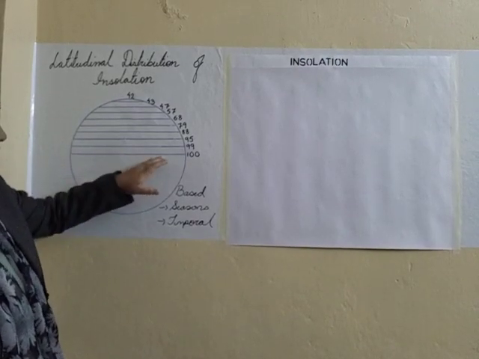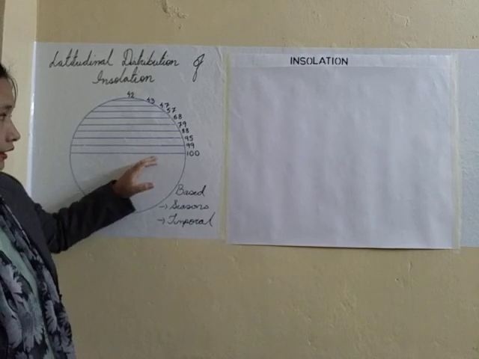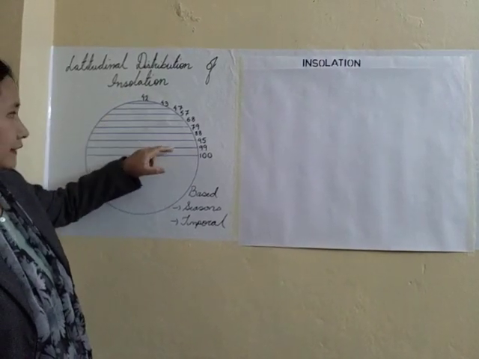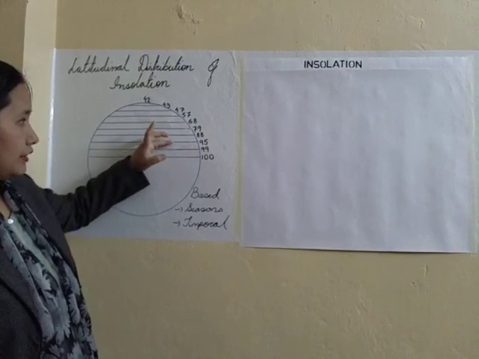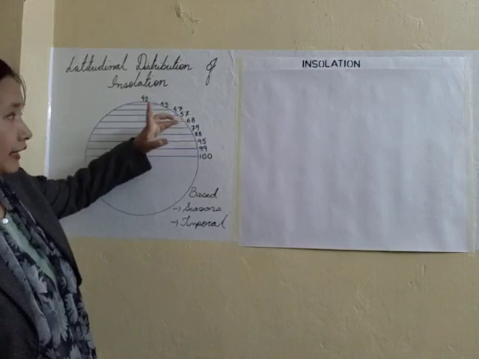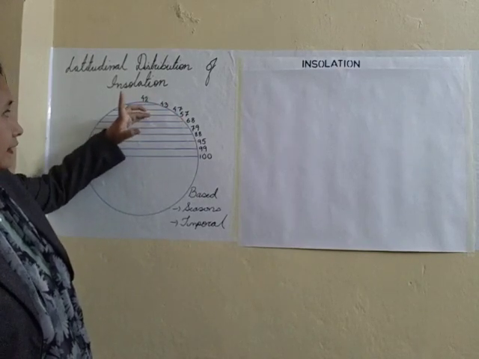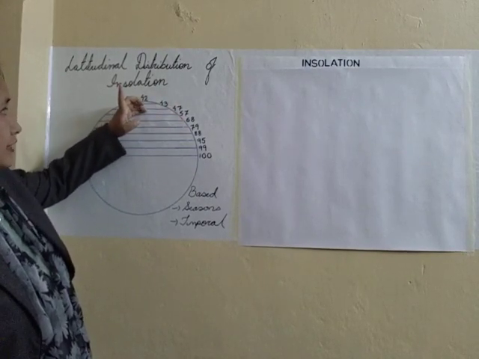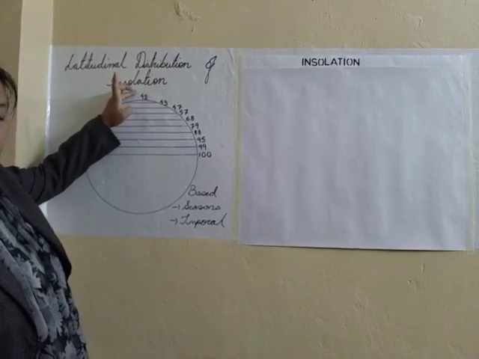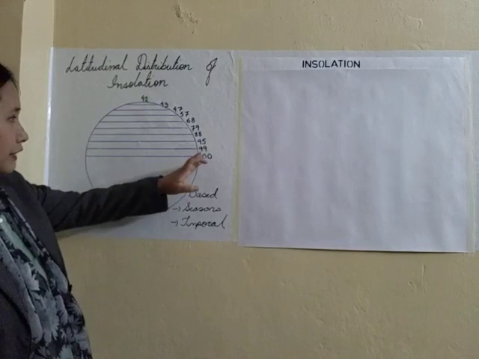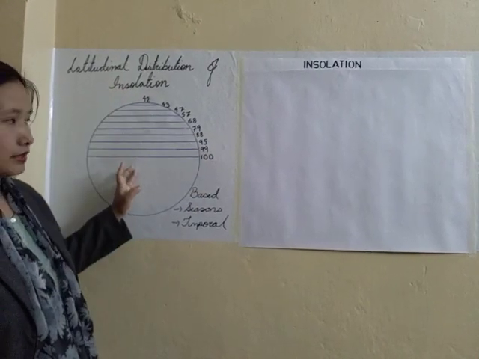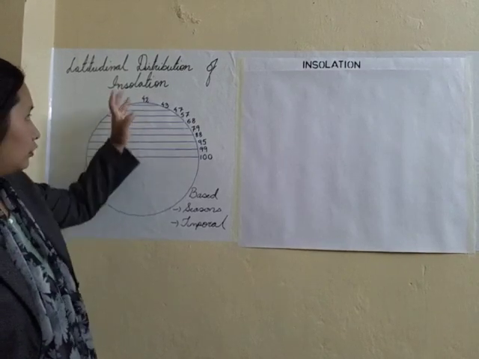So at 0 degree, the equator, insolation is 100. As we move up, it decreases. 10 degrees, 99. 20 degrees, 95. 30, 88. 40, 79. 50, 68. 60, 57. 70, 47. 80, 43. And at 90 degree North Pole, it is 42. So when we compare 100 at the equator and 42 at the poles, definitely it's much lower in the poles.